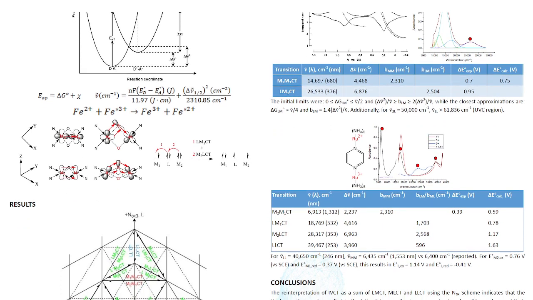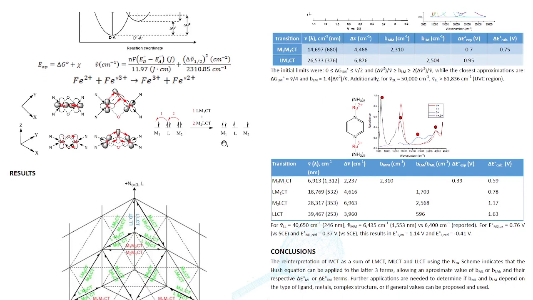In the case of the first optical intervalence charge transfer that was found, it was between two iron cations, between an iron +2 and an iron +3, but in the case of the iron +3 is an isotope of iron.